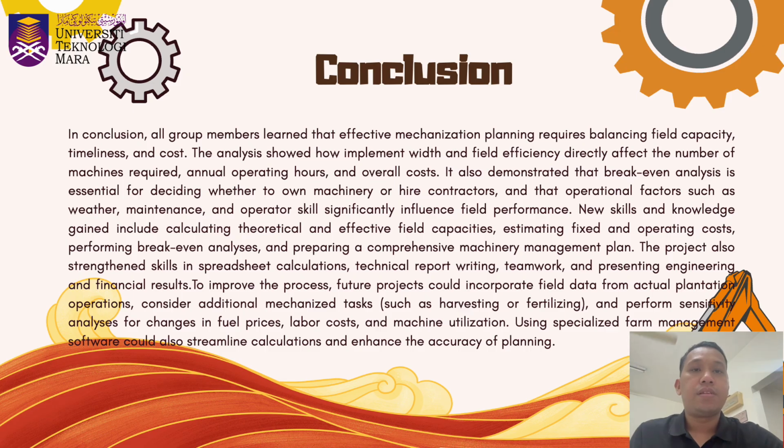In conclusion, this project helps us understand the importance of mechanization planning in plantation management. We learn how to calculate field capacity, machine requirement, and operating costs. We also compare the cost of owning a machine and hiring a contractor using break-even analysis. Overall, boom spraying is more efficient and cost-effective, while mechanical slashing is still important for certain field conditions. This project also improves our skills in calculation, teamwork, report writing, and presentation.